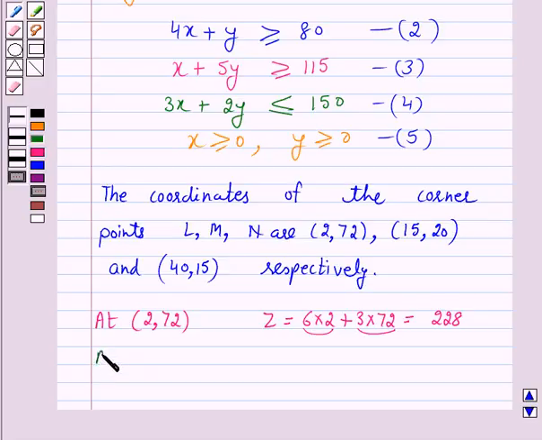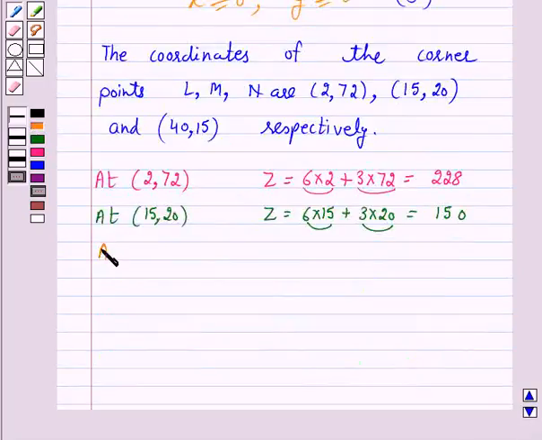Now at the point (15, 20), Z is equal to 6 into 15 plus 3 into 20, which is equal to 90 plus 60, and that is equal to 150. Again at the point (40, 15), Z is equal to 6 into 40 plus 3 into 15, and that is equal to 240 plus 45, which is equal to 285.